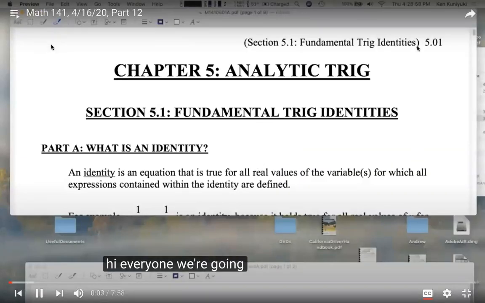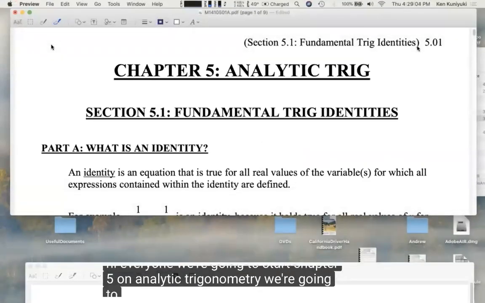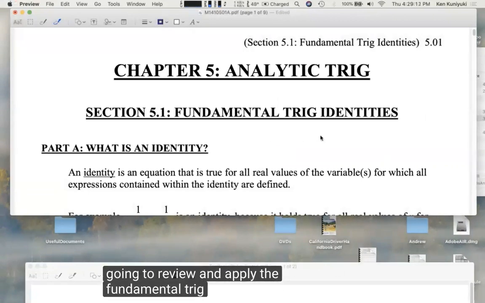Hi, everyone. We're going to start chapter 5 on analytic trigonometry. We're going to marry our two favorite subjects, algebra and trig. In section 5.1, we're going to review and apply the fundamental trig identities.